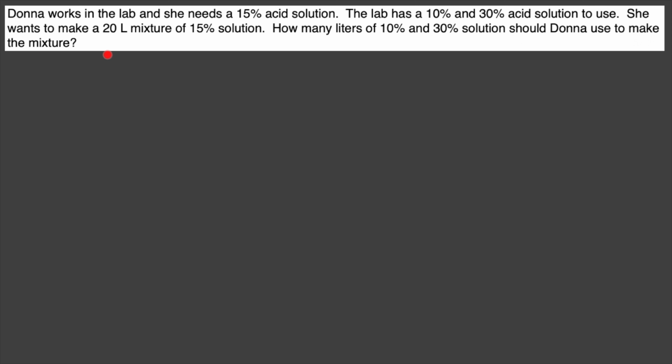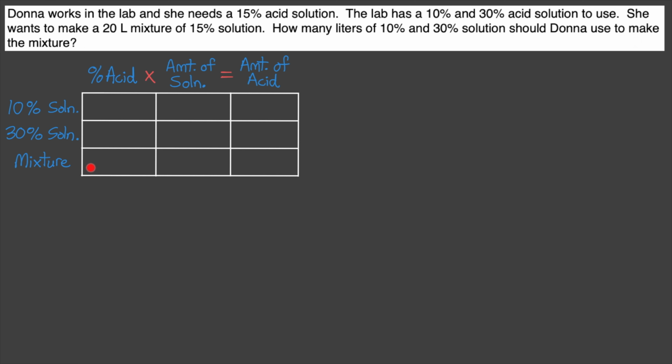So this is a classic mixture problem. And to do that, we are going to use the chart for a mixture problem. So in this question, we have a 10% and a 30% acid solution. So we're going to put those here, and we're going to mix those together to get our mixture in the third row here. Now on top, we have the percent acid for each solution times the amount of solution, and that is going to equal the amount of acid in that solution.